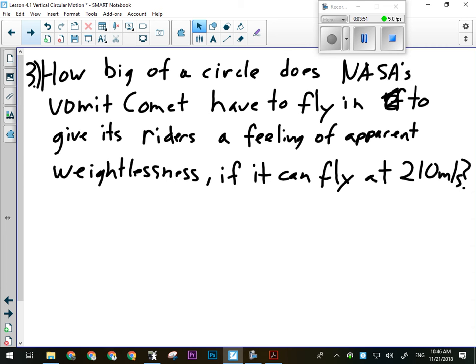I want you to try this one. This is about the vomit comet, that plane that we watched the other day, the one that makes people feel like they're in zero gravity. We want to find out how big of a circle it needs to fly in order to make people feel weightless if it can fly at 210 meters per second. That's the speed they cruise at when they're going over the top of that circle. So we need to know how big the circle needs to be.